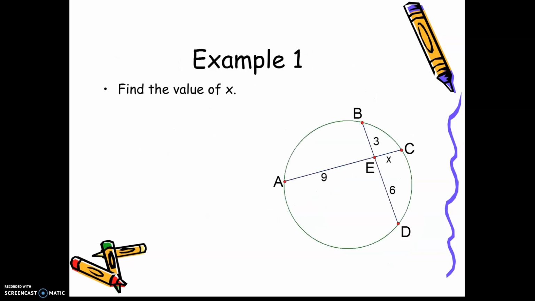All right, an example of the first theorem we looked at, find the value of x. These are the chords that are intersecting inside the circle. So you are going to find the product of the parts. So in this case, 3 times 6 is going to equal 9 times x, which gives us 18 is equal to 9x, and x equals 2.